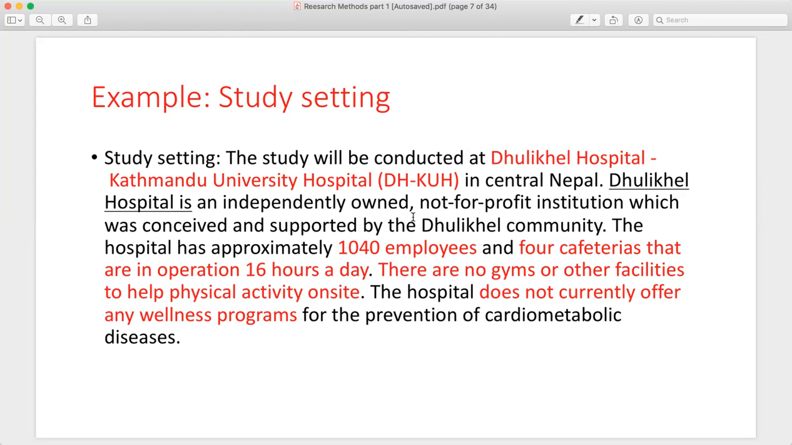So if you link this setting with the specific objective, the specific objective of our study was to look at the effectiveness of a lifestyle intervention on the diabetes or HbA1c level among employees of Dhulikhel Hospital. So we are giving that context to the audience as well. We are talking here about what kind of hospital this is, what kind of food services are available, what kind of facilities for physical activities are available, and what kind of other wellness programs are available. So this information will give certain context to our study specific objective.